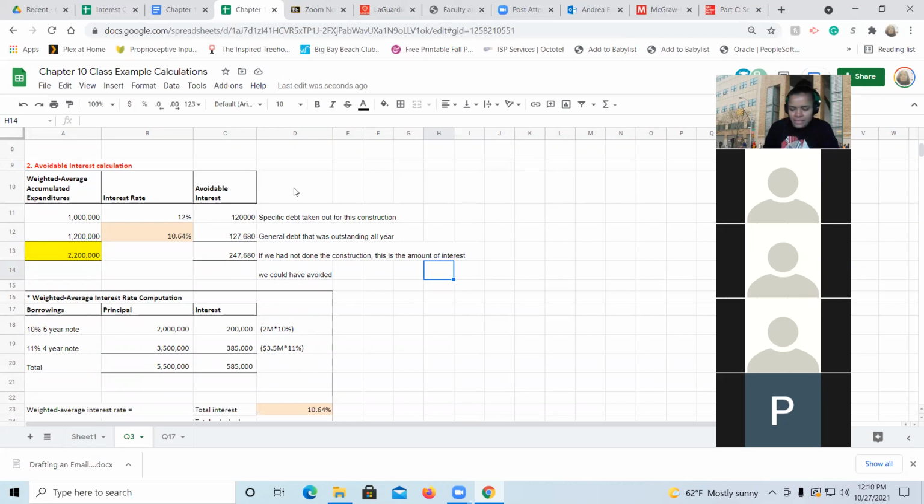Let's count another 5 minutes now. It's 12:10, so by 12:15, someone, I know Antora was previously volunteering, or somebody else can volunteer to give me the avoidable interest calculation for question 17. This is the answer for question 3. So from now until 12:15, feel free to ask me questions during this time if you have any.